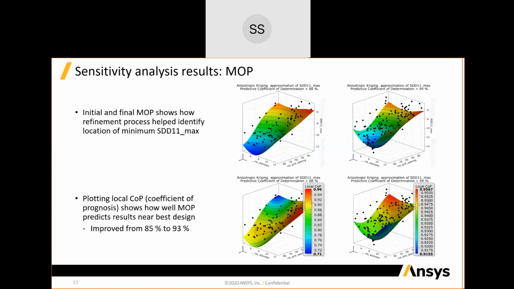For the color coding, we can also, instead of just looking at the value of the maximum differential return loss, look at the local COP. So how well is the meta model able to predict the data locally? And for the initial one, we can see right around there where the best design is going to be, the predictability there is only at 85%. And as we're going through the adaptive process, the predictability is increased to 93%.